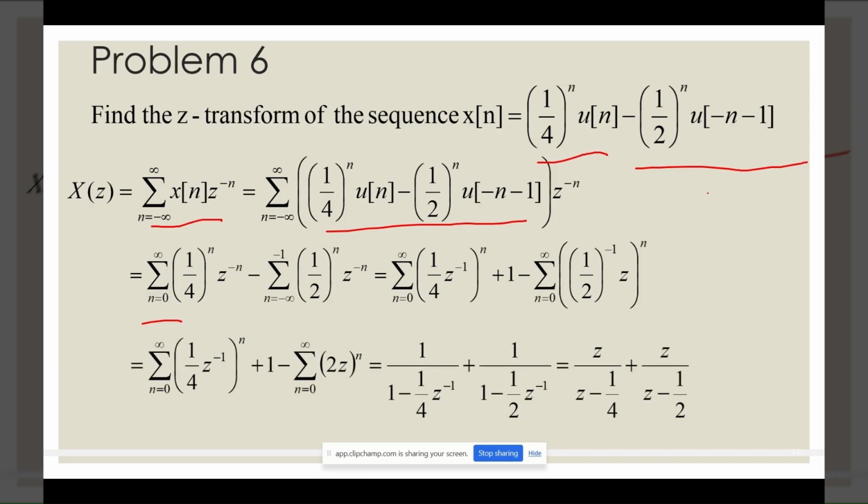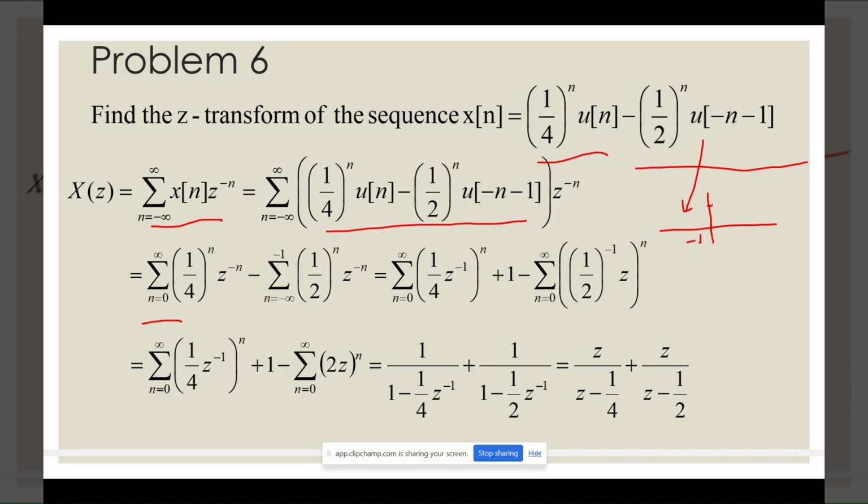If we draw this, this particular sequence will start from minus 1: 1 by 2 the whole power minus 1, 1 by 2 the whole power minus 2. It goes on like this. The sequence will be starting from minus 1, whereas 1 by 4 the whole power n will start from 1, and 1 by 4 means 0.25, right?